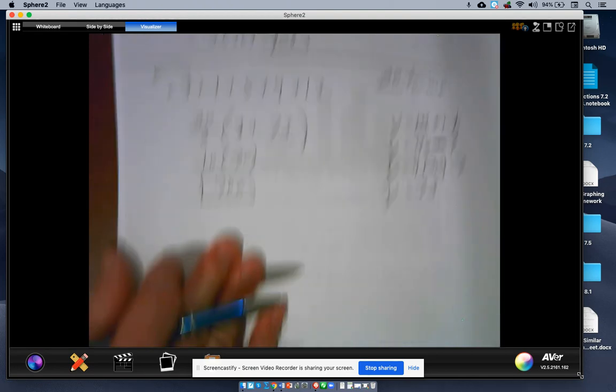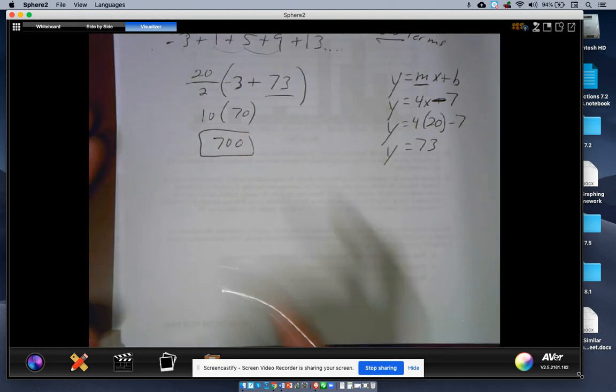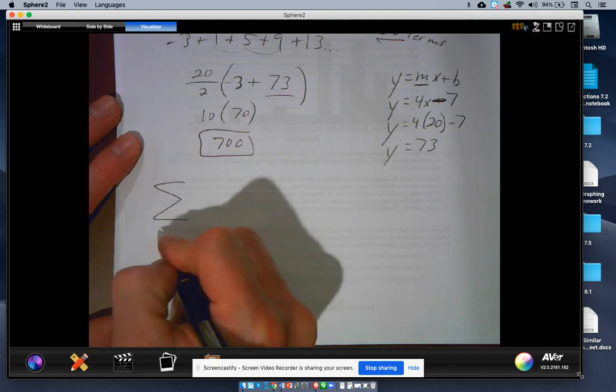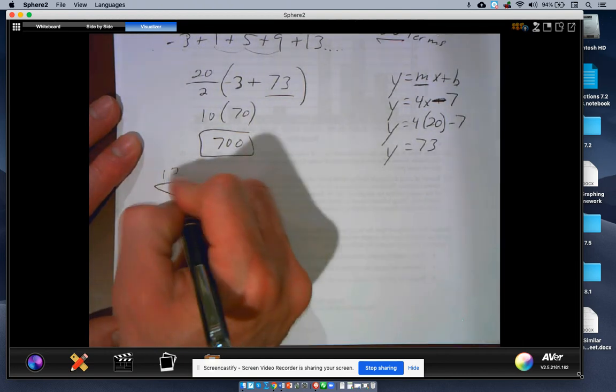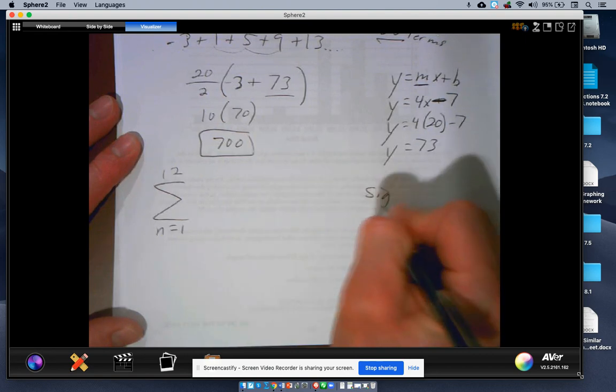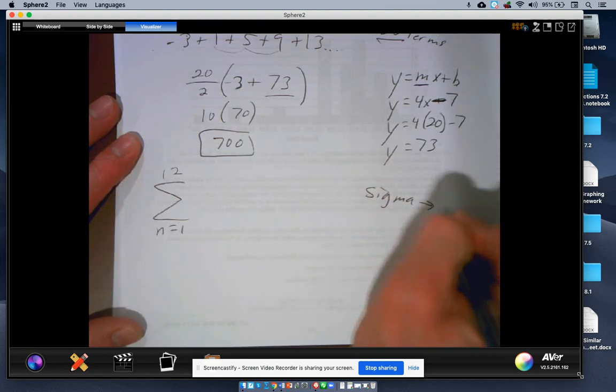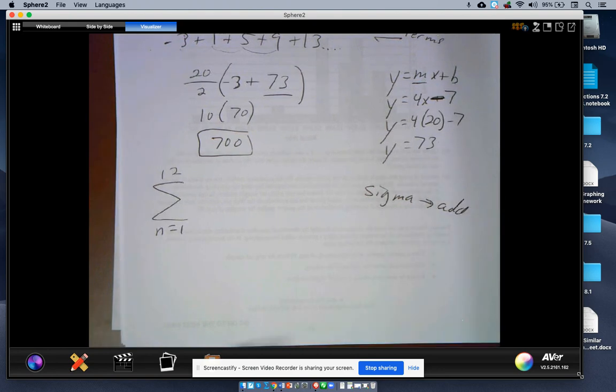Okay, let's do another one. This one will look a little bit different. That is the Greek letter sigma, a capital sigma. I'm going to write that over here, sigma. Sigma just means to add, which is the same thing we've been doing. So if you see that, don't fret. It's the same exact thing.